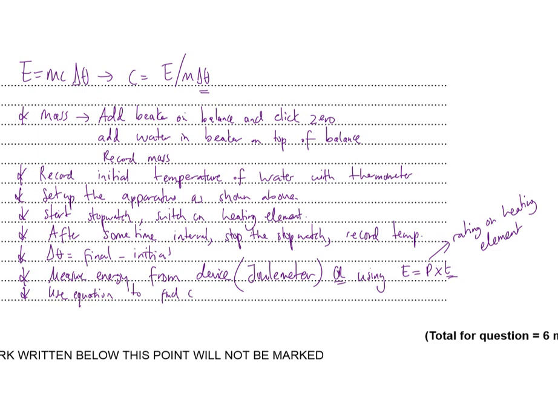Find c, or you can plot the graph as well. So the graph is going to be, y is going to be energy, x is going to be change in temperature, and the gradient is going to be mass times c, and then you're just looking for c. In this case, you just divide it by m. Okay, so this is one and easy.